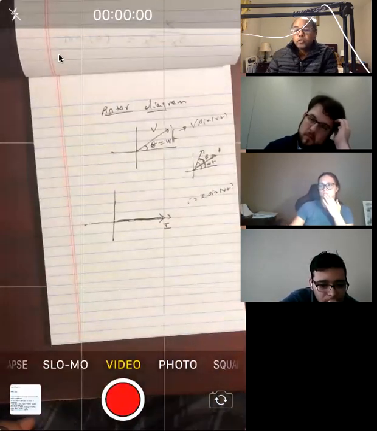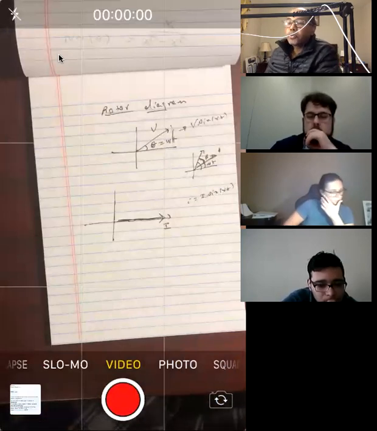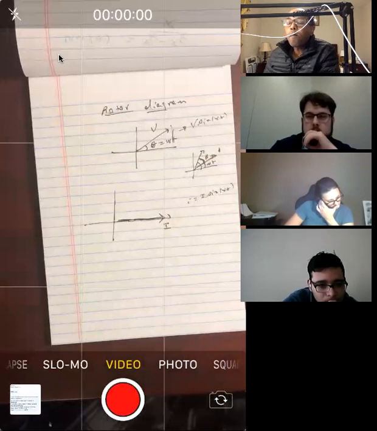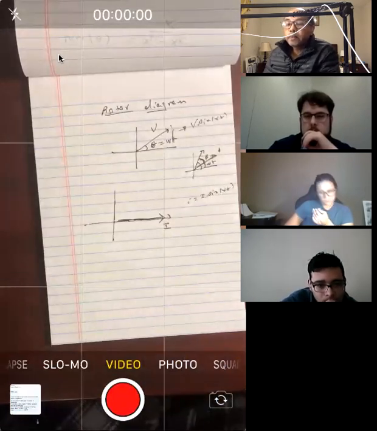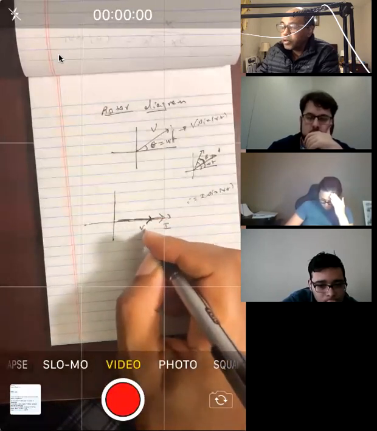How about the voltage across the resistor? What's the phase angle between voltage and current for a resistor? Do you remember? 0, they're in phase, right? So they should be rotating together, okay? So we can put VR over here.